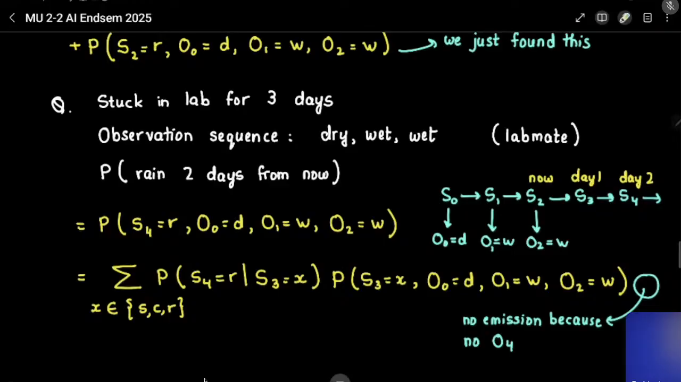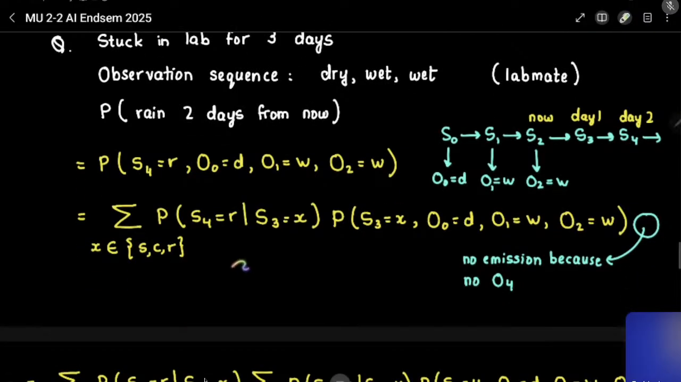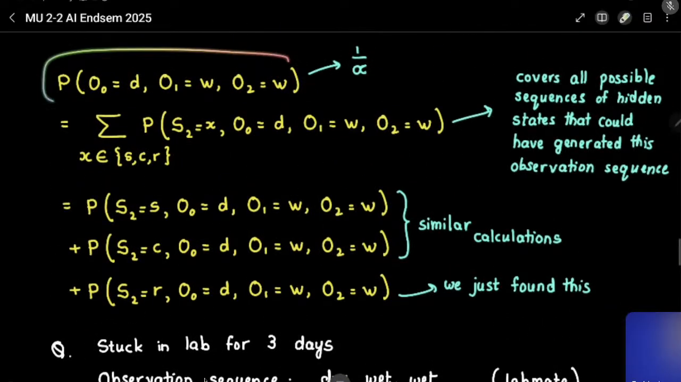There'll be some alpha here. You'll have to find what that alpha is. So alpha is essentially 1 by probability of this observation sequence in this case, right? Because probability of A given B is nothing but probability of A and B divided by probability of B. So your B is this one. So your alpha is nothing but probability of this sequence, which you would have already computed here, no? We have already computed that probability here. So you just have to divide it with that probability.